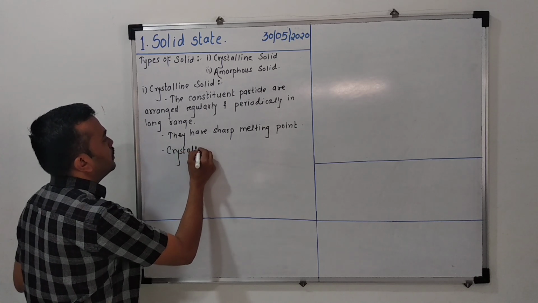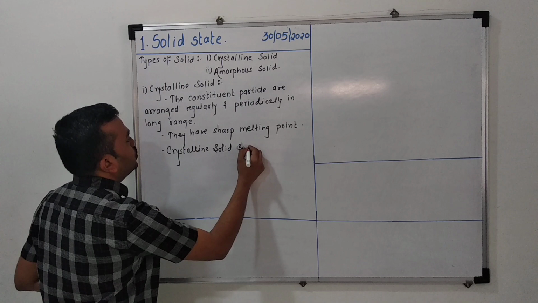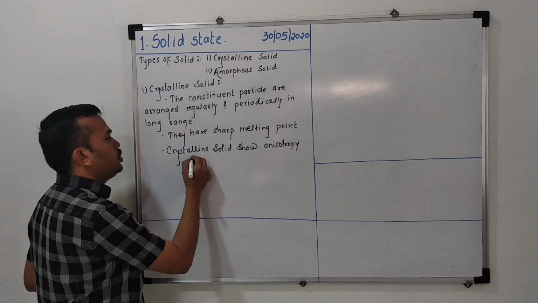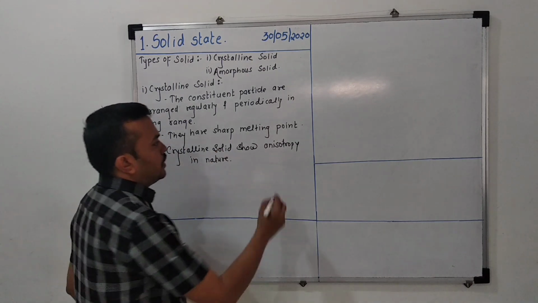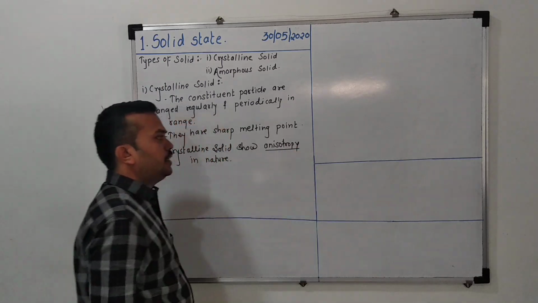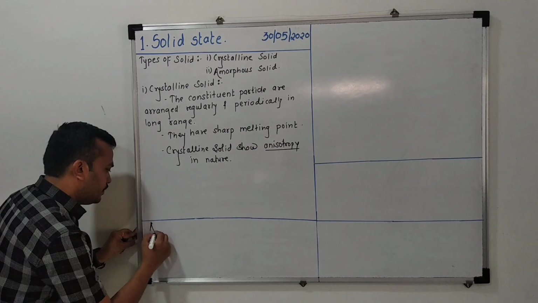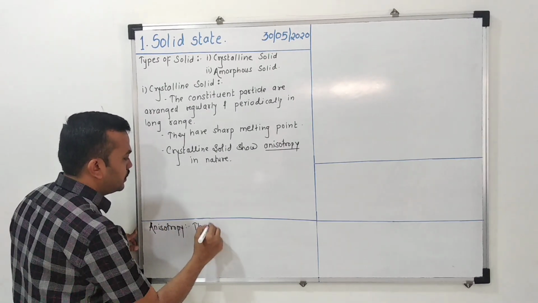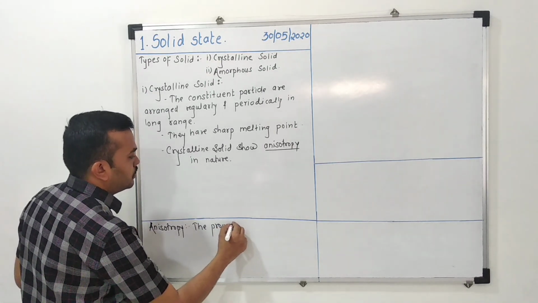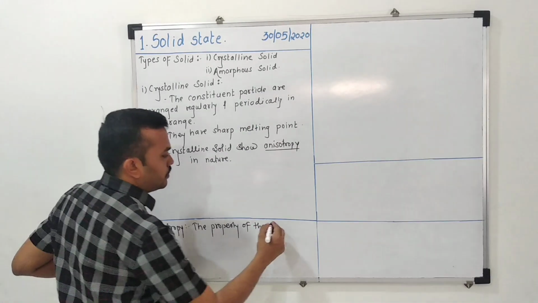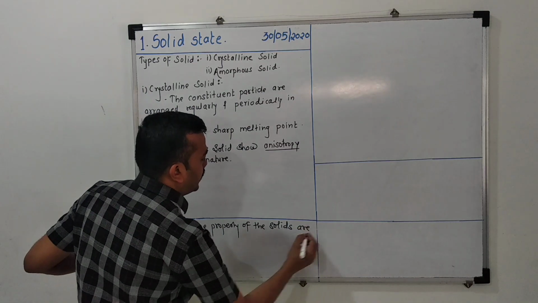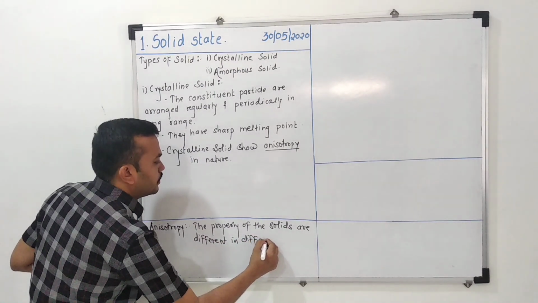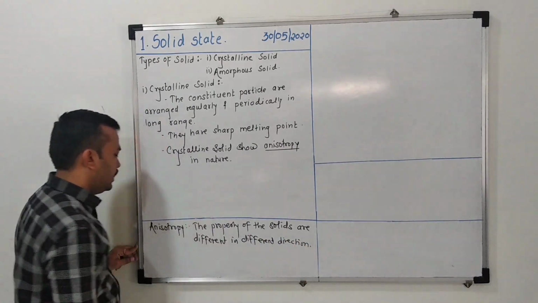Crystalline solids show anisotropy in nature. एक मार्क के लिए क्वेश्चन आ सकता है, what is anisotropy? The properties of solids are different in different directions. That is called anisotropy.